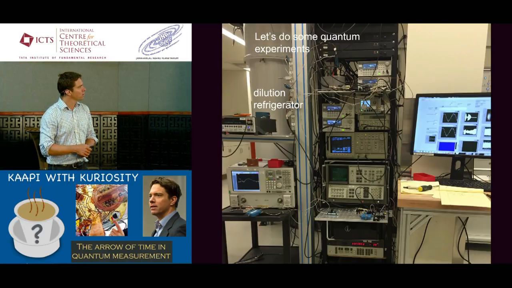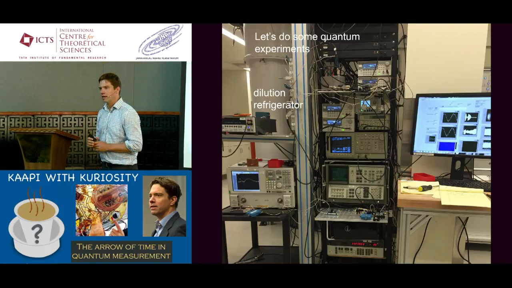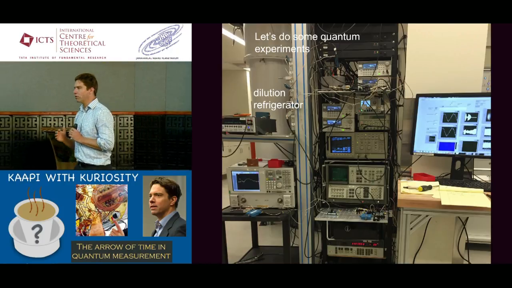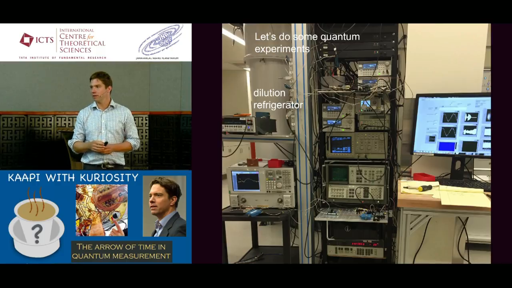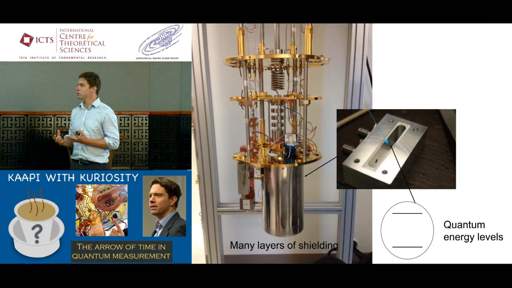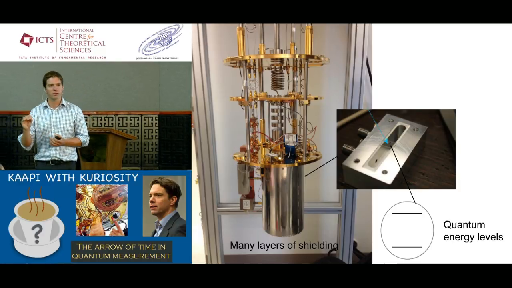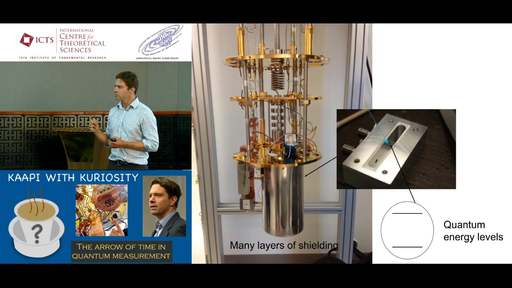All right. So let's do some experiments. Let's take a break from the introduction, and let's go into my laboratory, which looks like this. We have lots of electronics and computers. And back here in the back, we have a dilution refrigerator. This dilution refrigerator we use to cool our samples down to temperatures that are just a hair's breadth above absolute zero, temperature about 10 millikelvin.